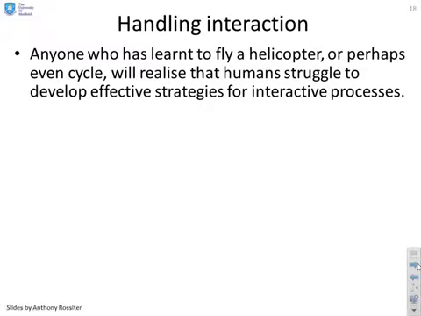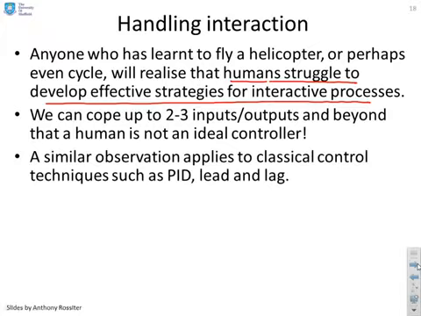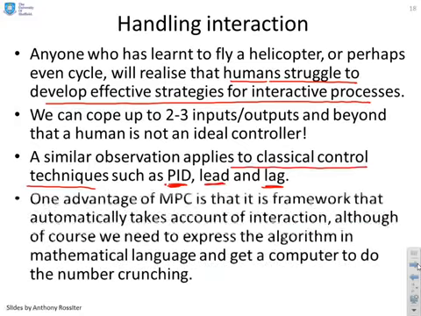Okay? The other thing is you'll realize that humans often struggle to develop effective strategies for processes which have a lot of interaction. Okay? We can cope with up to 2 or 3 inputs and outputs. We can learn by trial and error and just about be an effective controller, but not if it goes beyond that. And you'll find the same observation applies to classical control techniques such as PID and lead and lag. They're very good for single input, single output systems, but it's not very easy to come up with a systematic design where there is significant interaction and you've got 2, 3, 4, 5 inputs and so on.